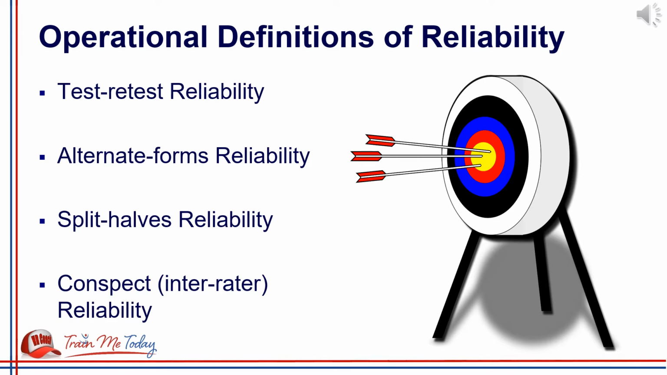Reliability refers to the consistency of measurement or repeatability. The reliability of a measuring instrument is estimated by different types of tests: test-retest reliability, alternative forms reliability, split halves reliability, and conspect or inter-rater reliability. These testing procedures are referred to as operational definitions.